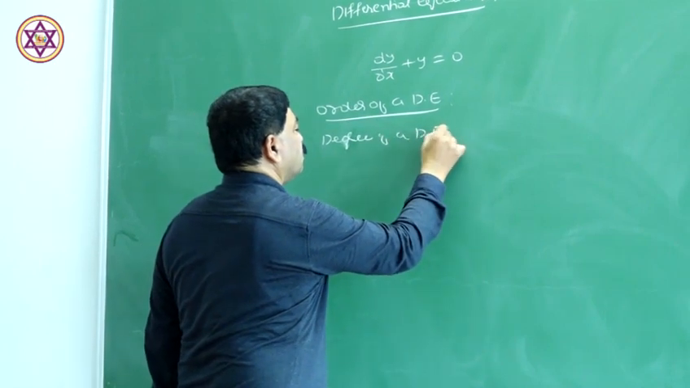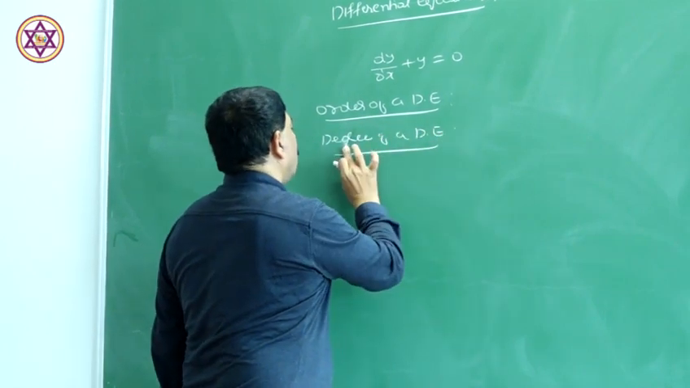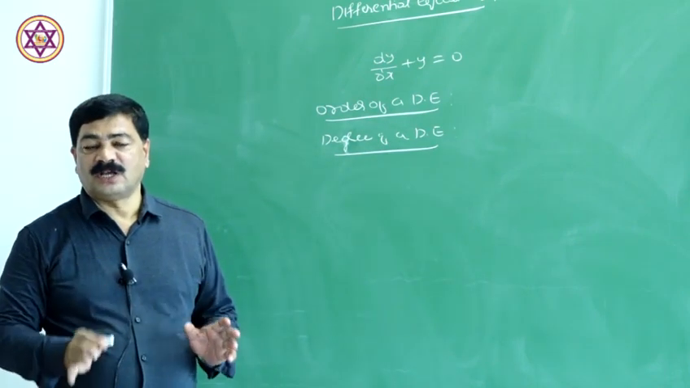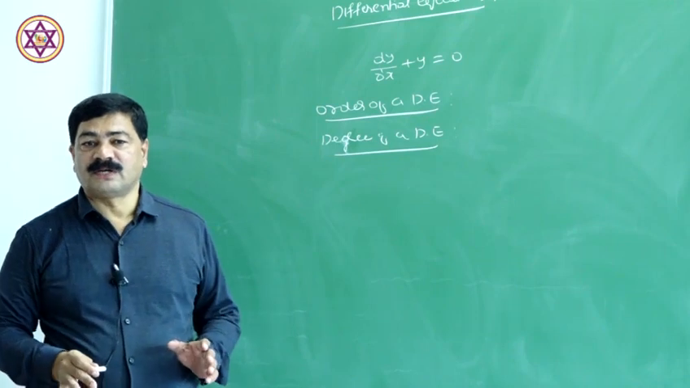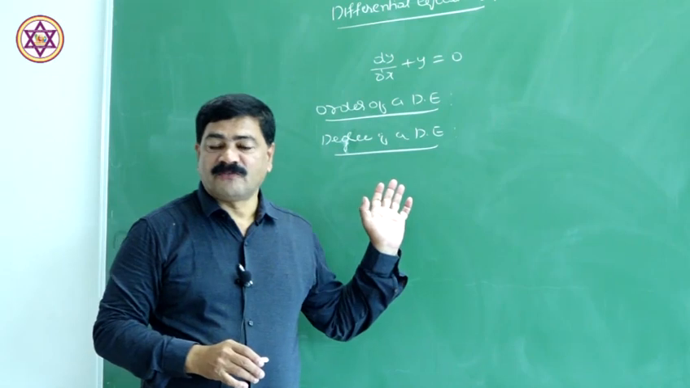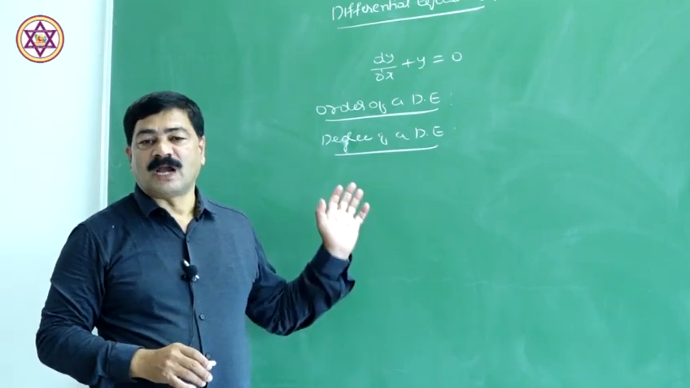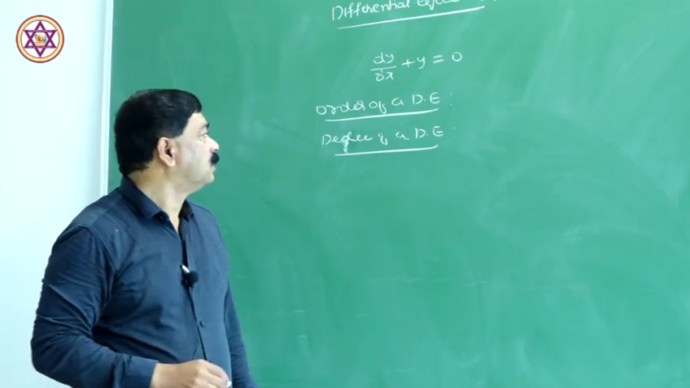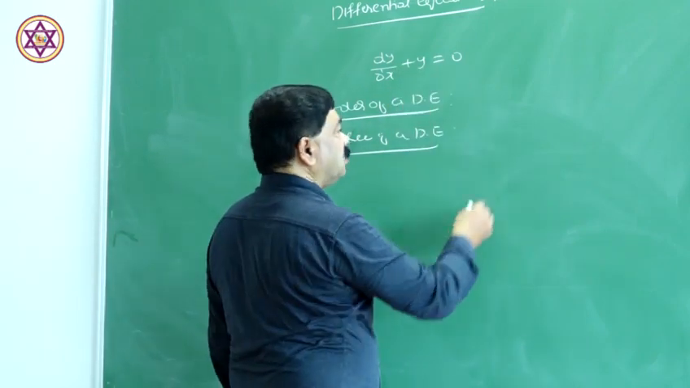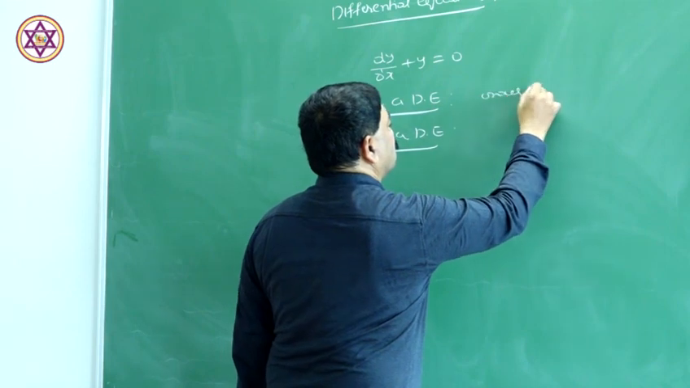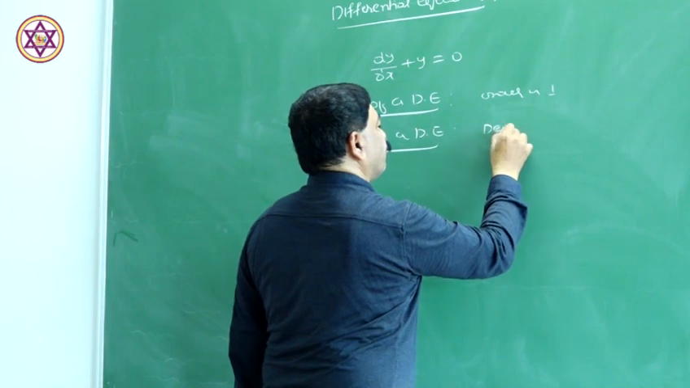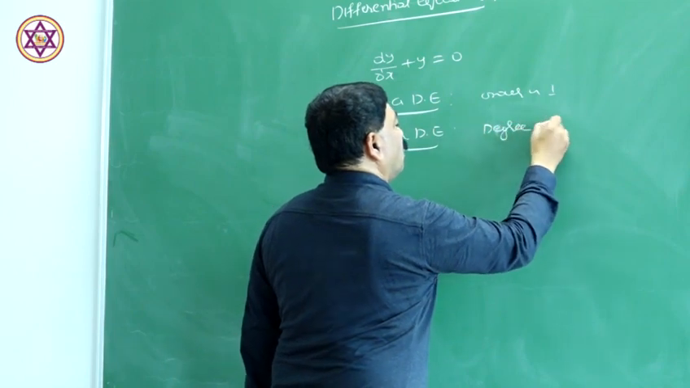Degree of a differential equation. The degree of a differential equation is the degree of the highest differential coefficient which appears in it, when the differential equation is free from radical signs and fractions. Here, for dy by dx plus y is equal to 0, the order is 1 because it is first order. Here the degree is 1.